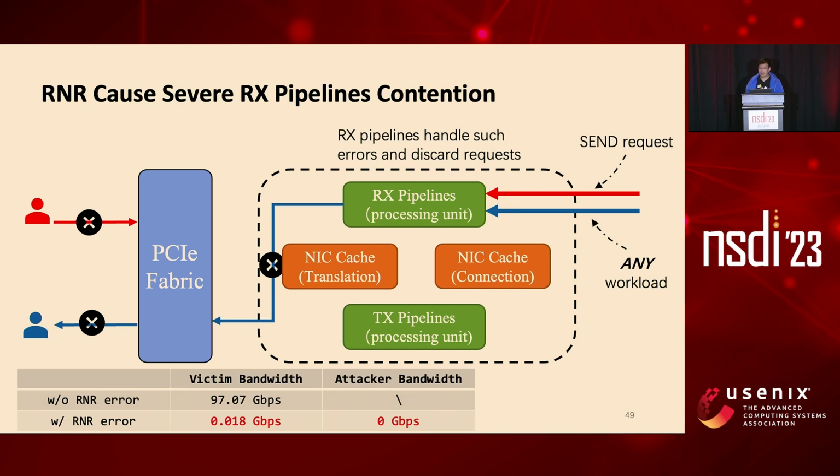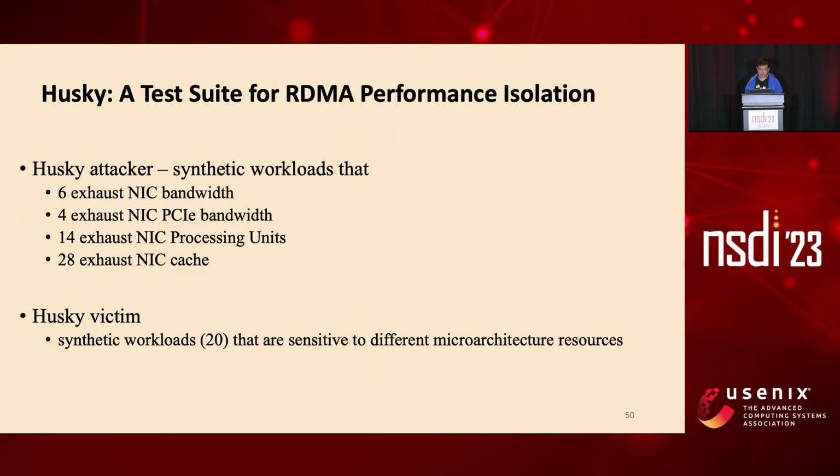For example, if we let the victim be a simple write traffic, for example, generated by perftest, its performance can drop from 97 gigabit per second to almost 0 when there is an RNR attacker. This is quite a catastrophe. And these findings led us to design the first test suite for RDMA performance isolation.